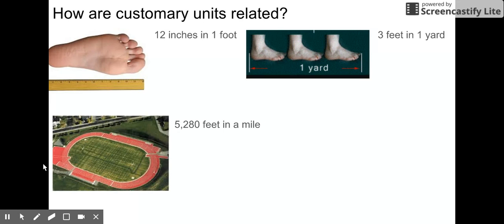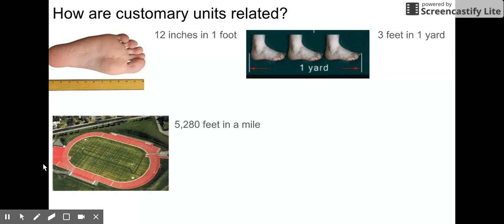So something that we're going to be getting into more in our next video is how customary units of distance are related. When we're talking about a foot, we're talking about 12 inches. If you were to take your thumb and lay it out 12 times, that would be about the size of 1 foot. When we're talking about yards, yards are the same distance as 3 feet. So if you were to take your foot or the distance between your elbow and your knuckles and multiply that 3 times, that equals about 1 yard.